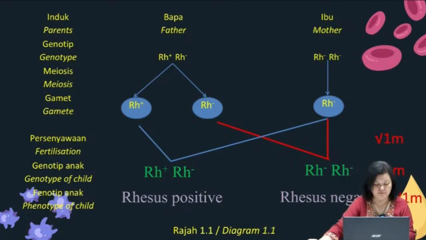On the other hand, gametes that carry rhesus negative will produce offspring with genotype rhesus negative, that is a homozygous recessive allele, and the phenotype of the child is rhesus negative. If you complete these three parts, you will get 3 marks.